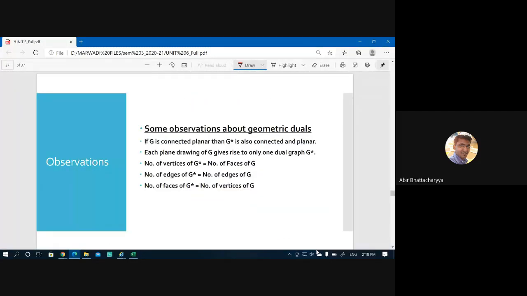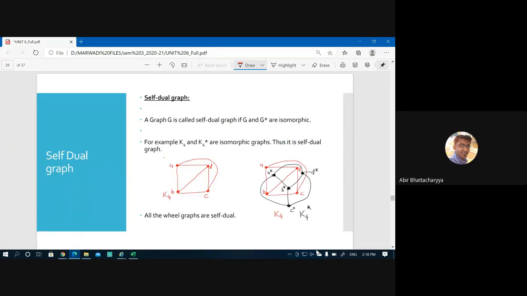So that is how we can deal with it. And yes, this is the observation: number of vertices is number of faces, and number of edges is number of edges, no change. Which is called a self-dual graph. Self-dual means if I draw the dual graph, we can observe that the dual graph is isomorphic to the same graph again. So K4 is called a self-dual graph.